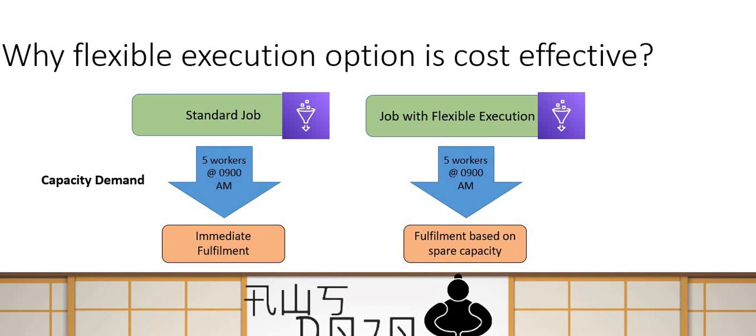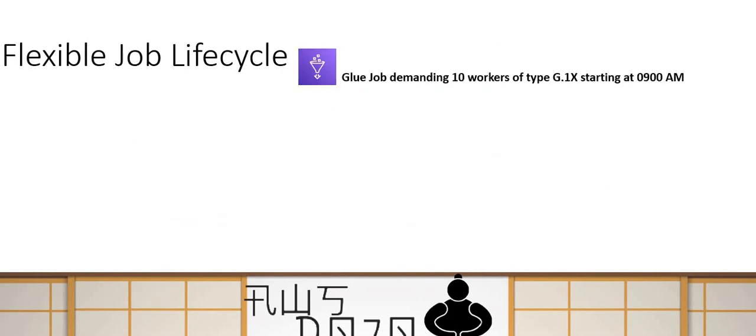Okay, so let's try to understand this whole flexible job lifecycle, because this is very interesting and will help you understand everything about this job, other than how to configure it, which is actually the super simple part, and I'm going to discuss that in the coming slides. Suppose you created a Glue job demanding 10 workers of G1X, and the job has to start daily at 9 a.m. Okay, that's a simple job: 10 workers of type G1X, starting at 9 a.m.